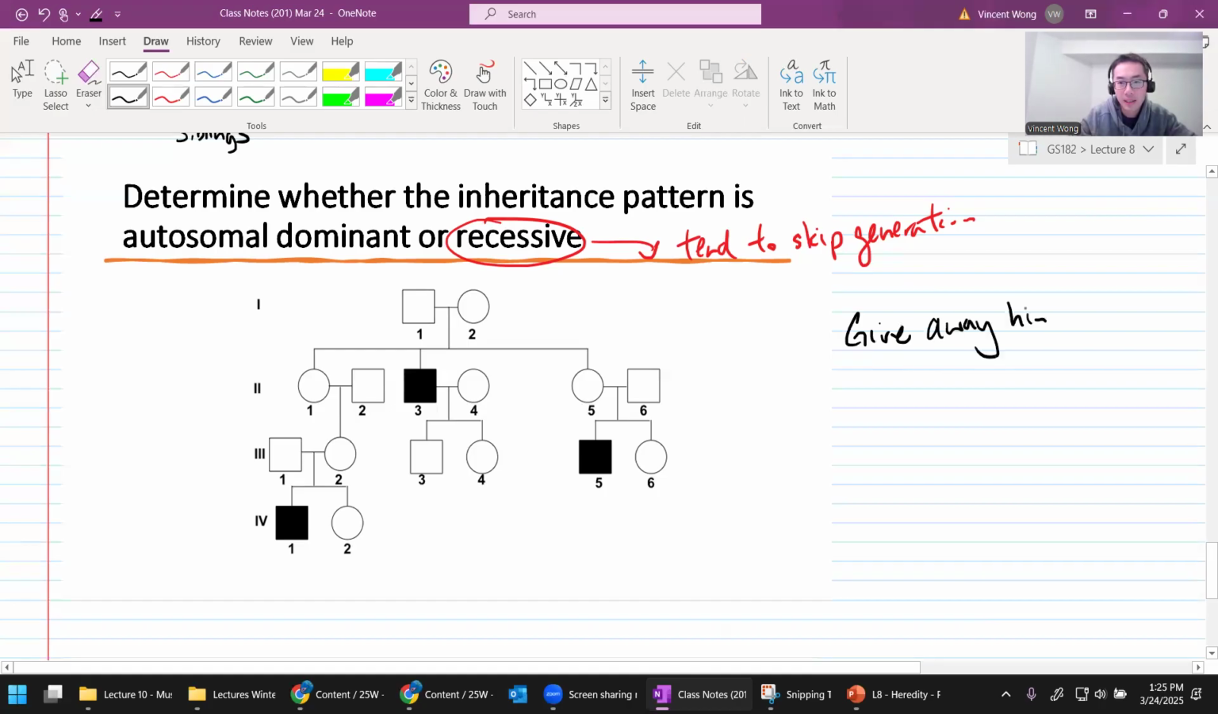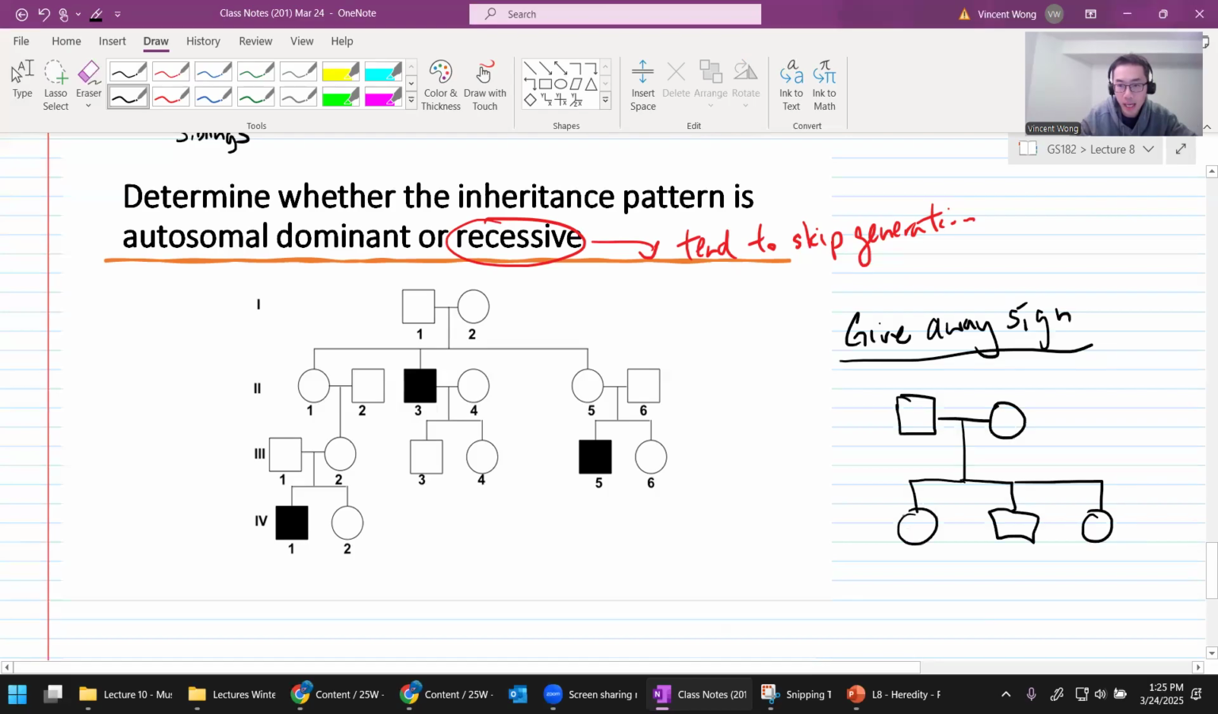But the giveaway hint, the giveaway sign, whatever you want to call it. On a test, what are you looking for? If you see two parents not having the trait, and then one of the children has it, then this is definitely not dominant, and therefore it's recessive, for the reason I explained to you.